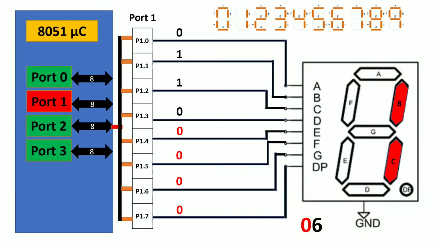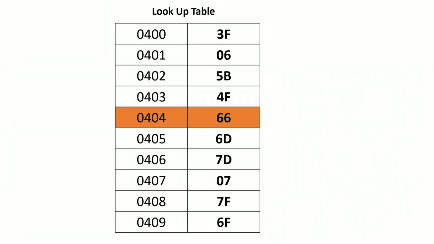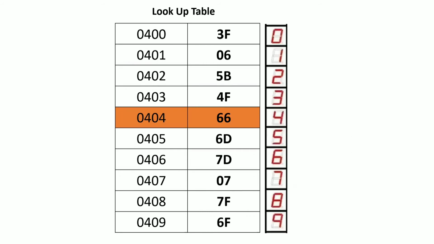So just now we have seen how to display 1 in the 7-segment display by sending the value 06. That is the beauty of this program with a simple magic instruction, MOVC A, @A+DPTR. Now we will take another example. Now I want to display 4. I'm sure you know the digit 4 has a code of 66. So 66 is nothing but the code of your digit 4. Now what is the thing we need to do?